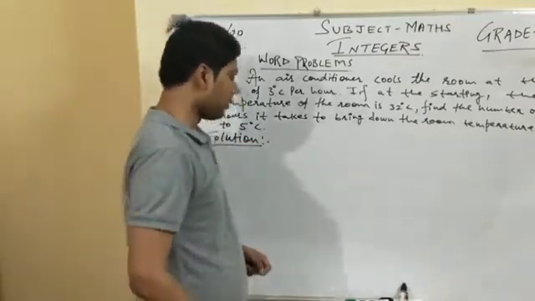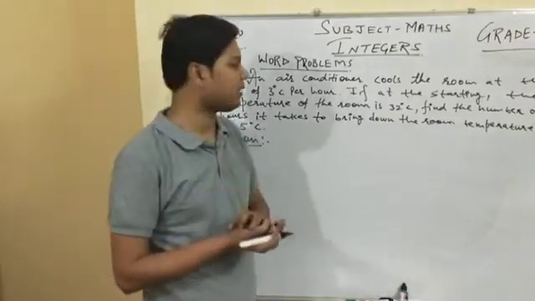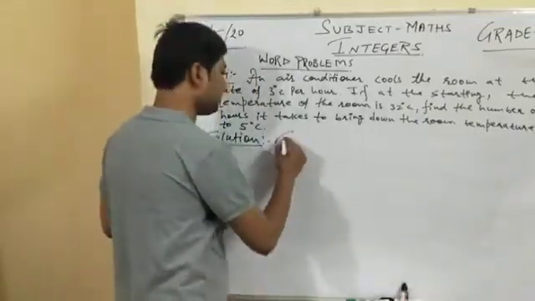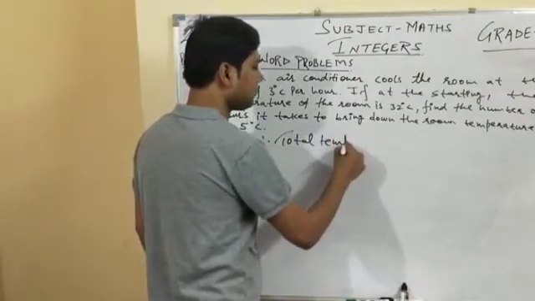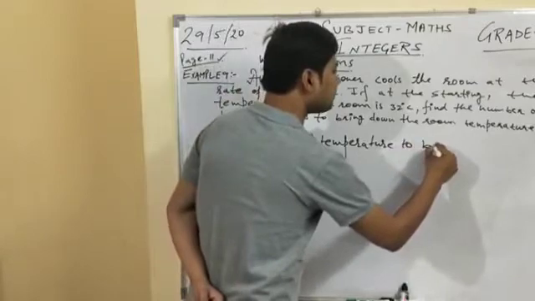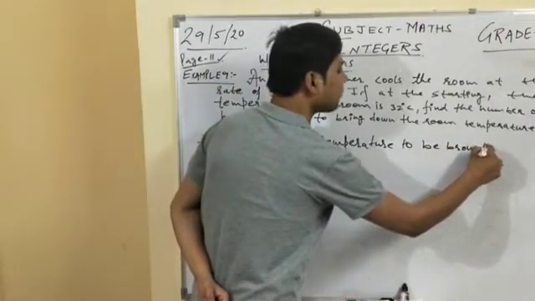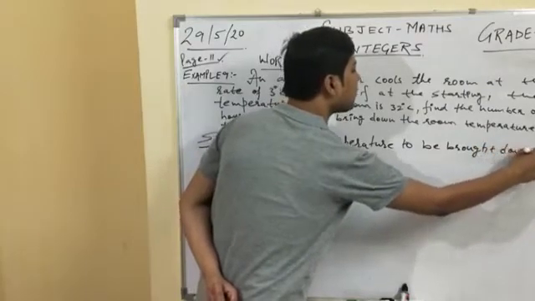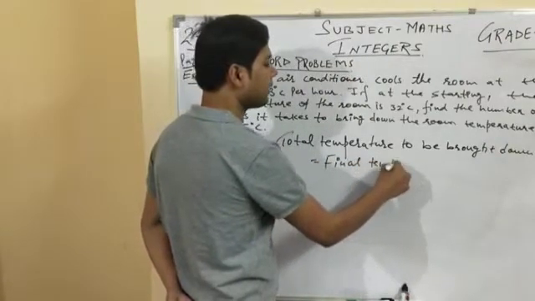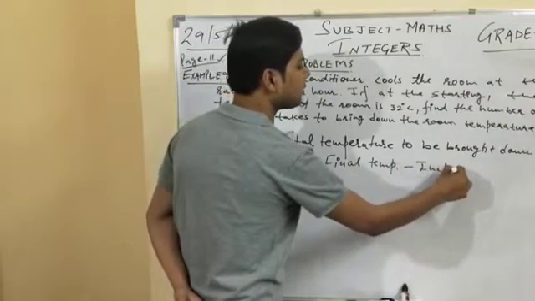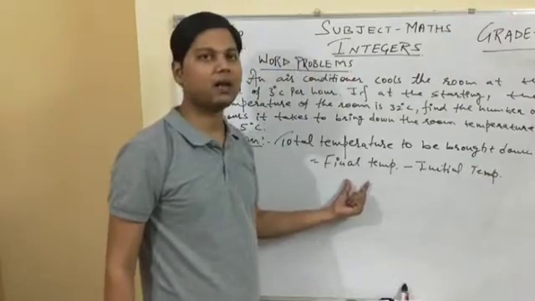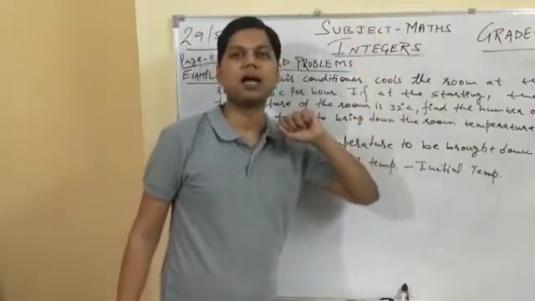Now, first of all, we have to know how much temperature we have to decrease. कितना टेम्परेचर हमको डिक्रीज करना है. तो we can write the statement total temperature to be brought down. तो इसके लिए we have to write final temperature minus initial temperature. फाइनल टेम्परेचर कितना हमको टेम्परेचर करना है रूम का, और इनिशियल जो स्टार्टिंग में था व्हेन वी स्टार्ट द एसी.